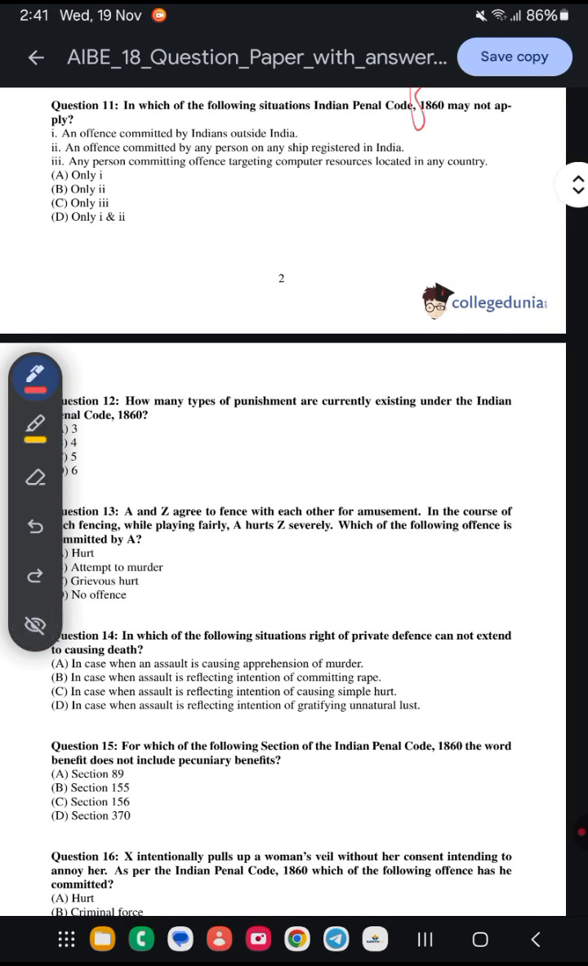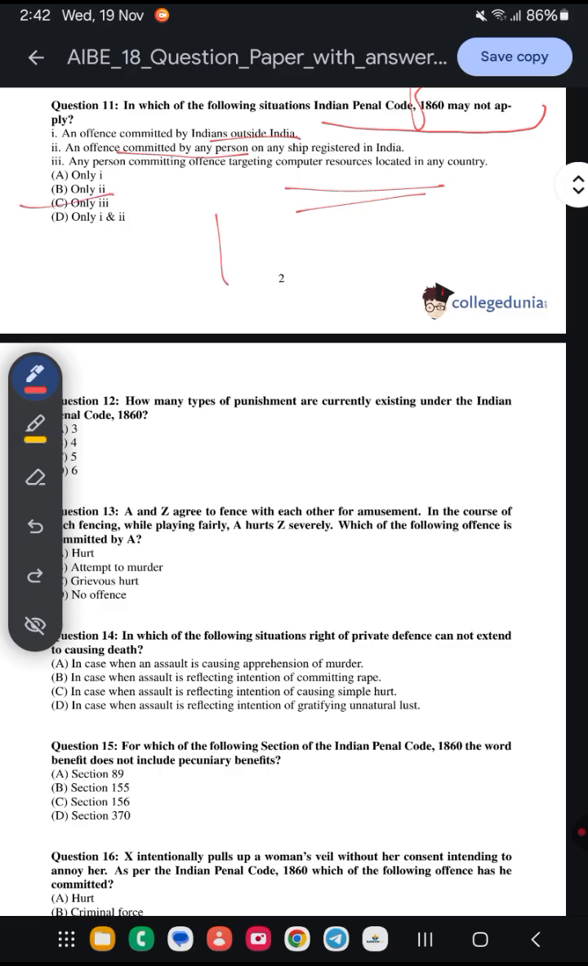So question number 11. In which of the following situations may IPC 1860 not be applicable? So that is the question. Let's read the options. An offense committed by Indians outside India, an offense committed by a person in any ship registered in India, and any person committing an offense targeting computer resources located in any country. So the correct answer is option C.